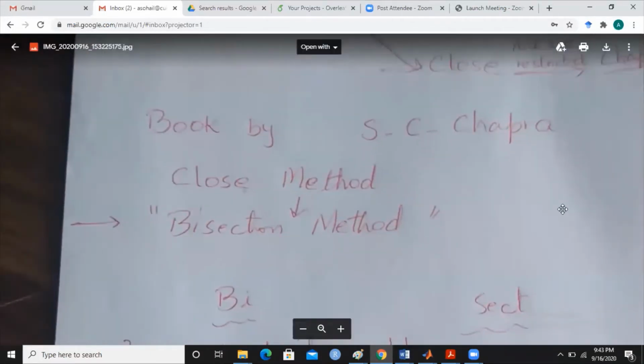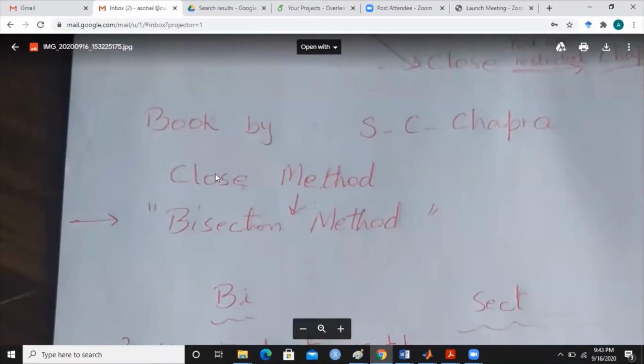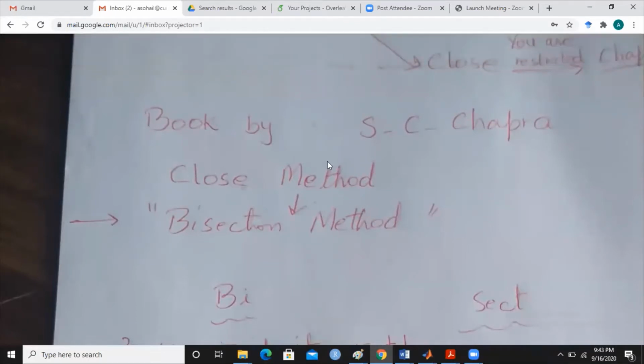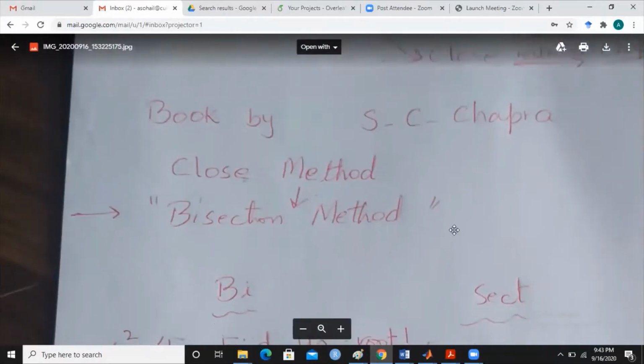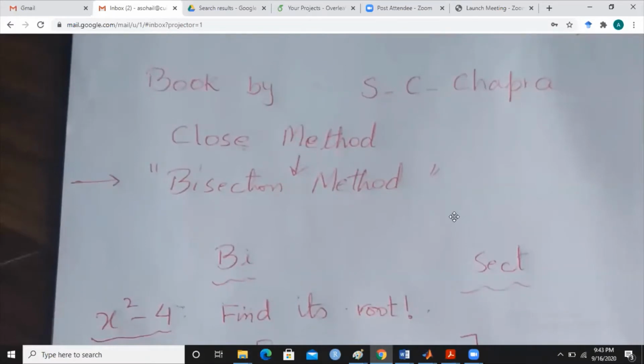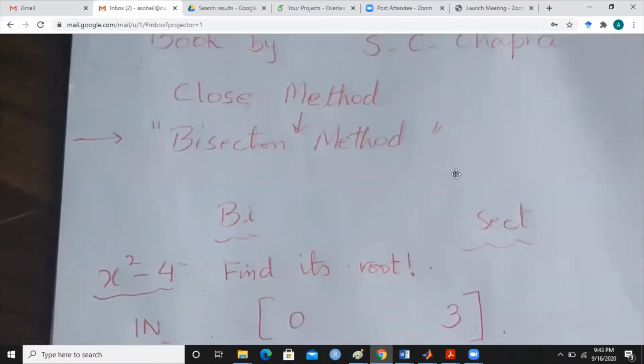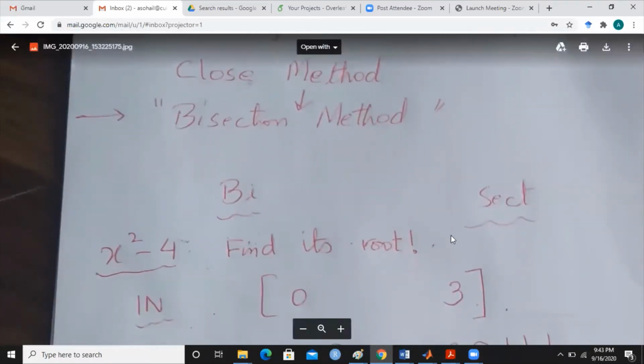Let me talk about the first method that we will learn today. The bisection method is an example of the closed method, or the bracketing method. Bisection means you will divide the given interval into equal sized subintervals. Closed method means that an interval will be given to you. By closed, I mean that a bracket or a closed interval will be given to you.